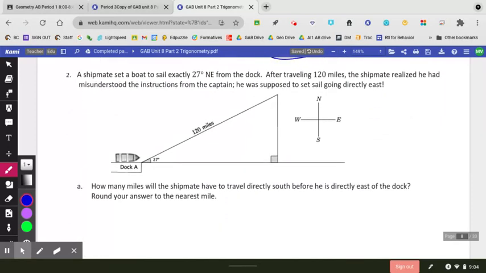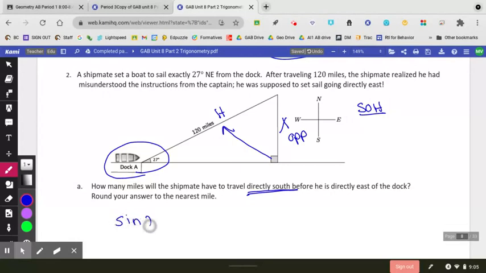So here we have this scenario, which actually is all labeled for us. We're looking for how many miles he'll have to travel directly south. So that is this distance, which I'm labeling x. So here again is our angle, it's 27. So the 120 is our hypotenuse, and x is our opposite. So again, the ratio that uses opposite and hypotenuse is the SO part of our SOHCAHTOA. So it's sine of 27 equals x over 120.